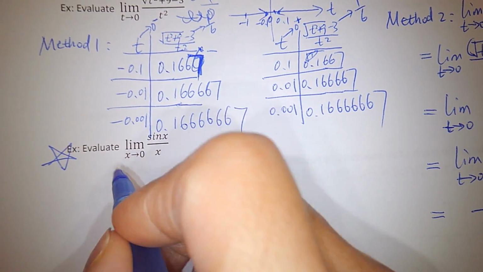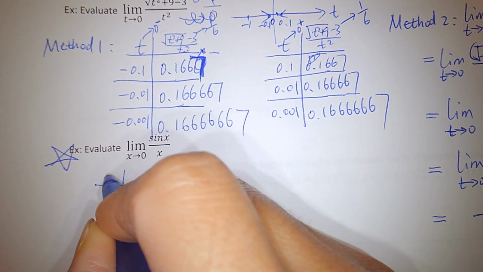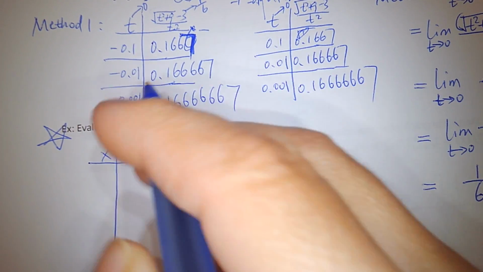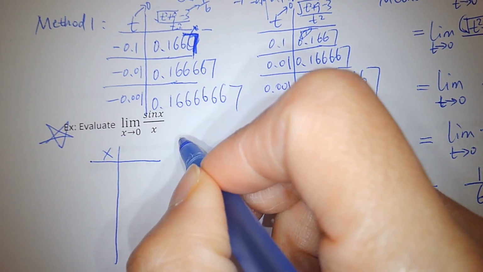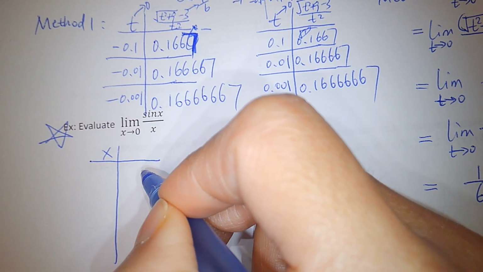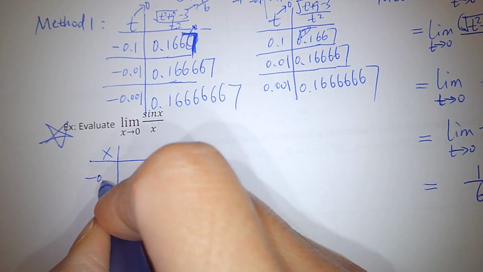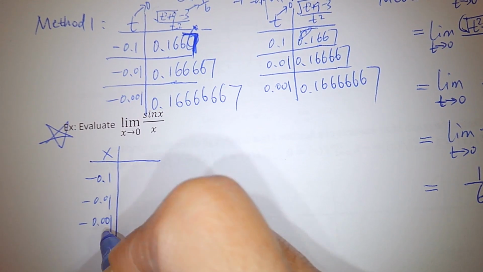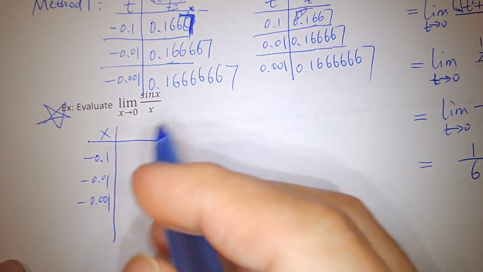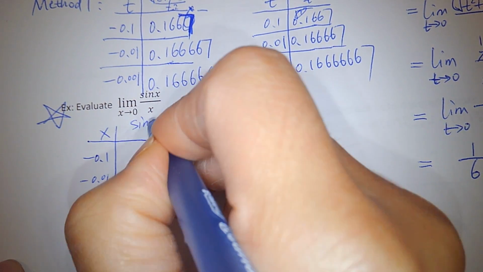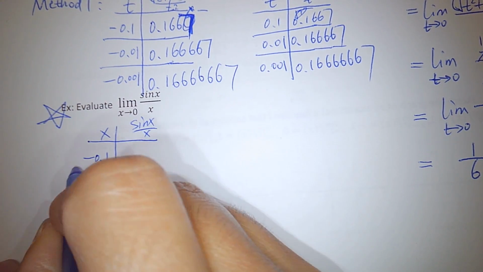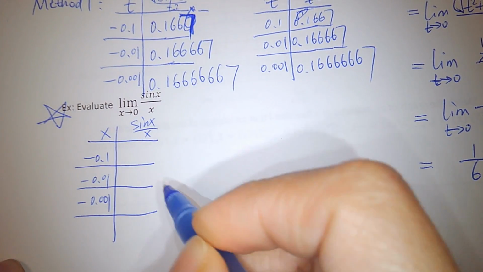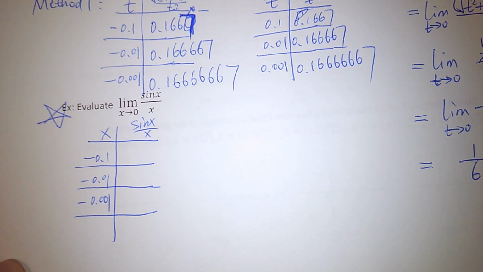Same thing as we just did in the previous problem: x approaches 0 from both directions. From the left direction, I would just use these values because they're very good numbers, and then compute sin of x over x. Any questions? Is using two values on either side enough?